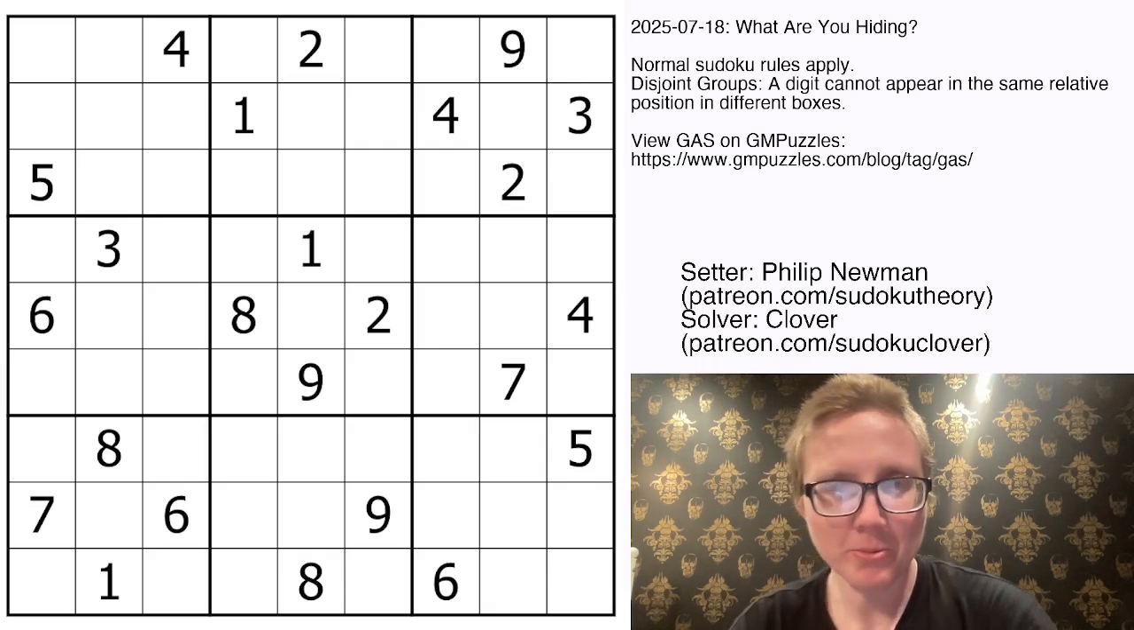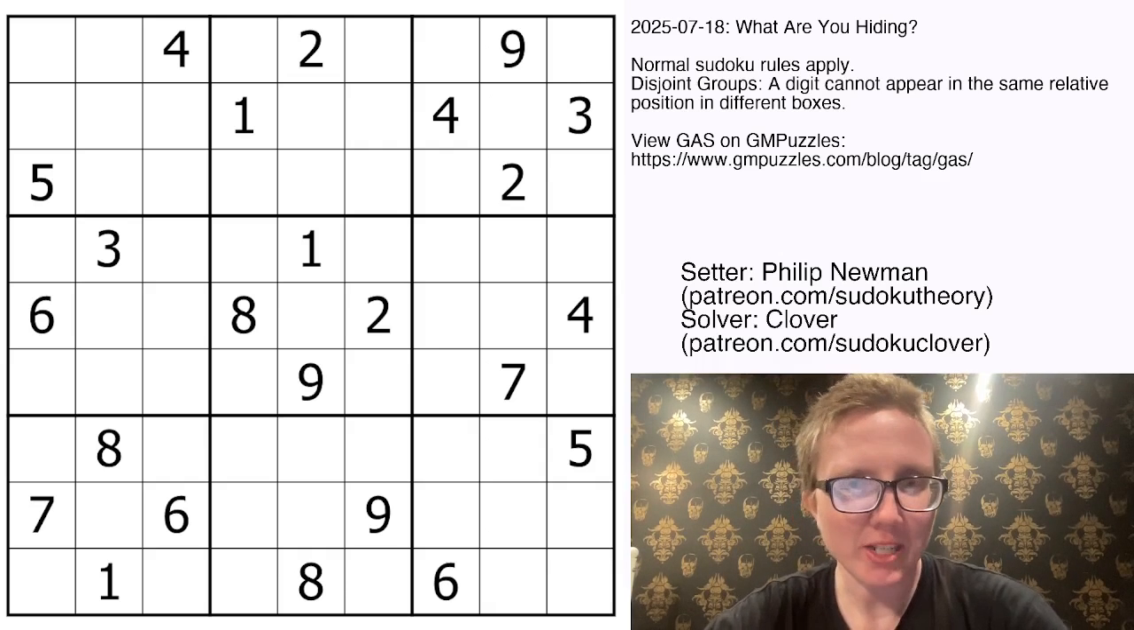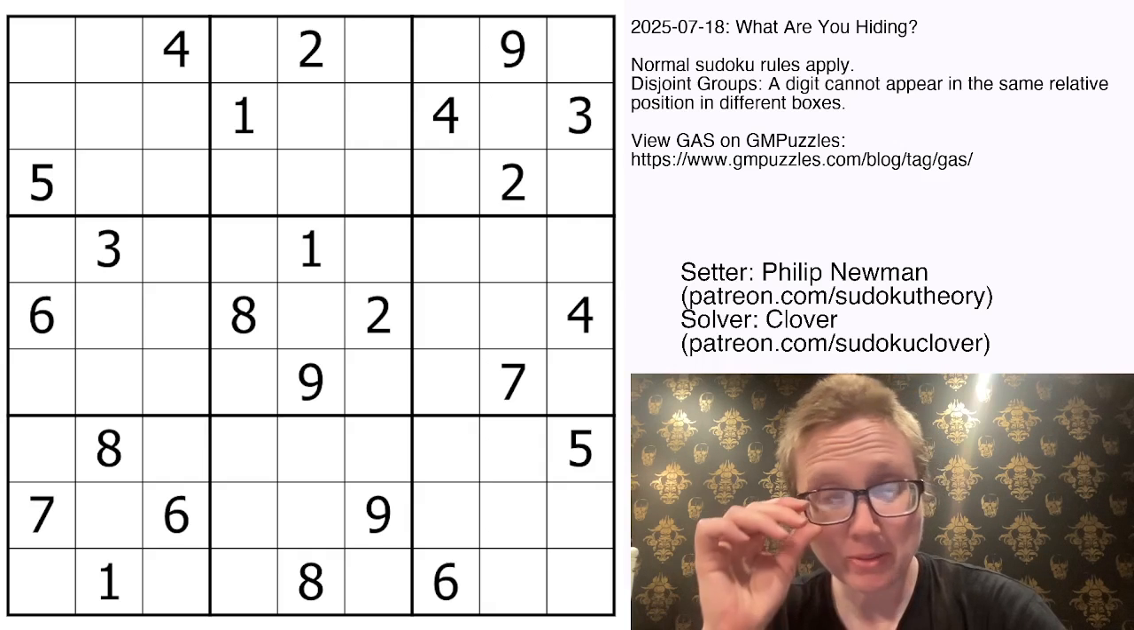This is a disjoint group Sudoku. That means we have normal Sudoku rules, so we're placing the digits 1 through 9, once each in each row, each column, and each outlined 3x3 region.